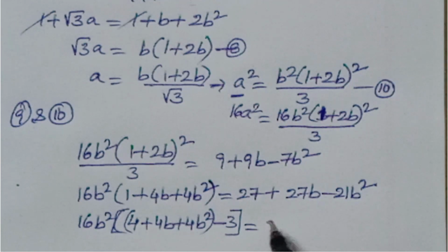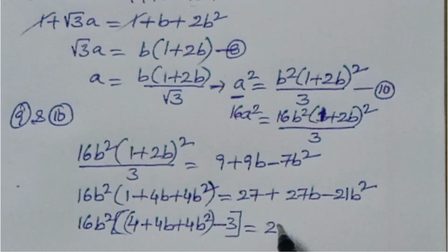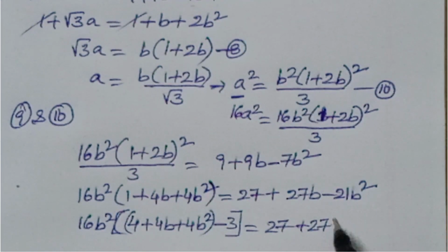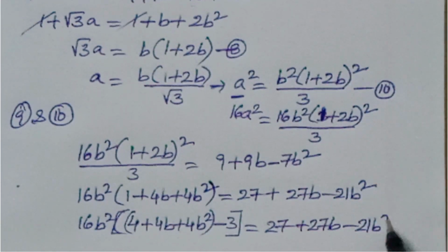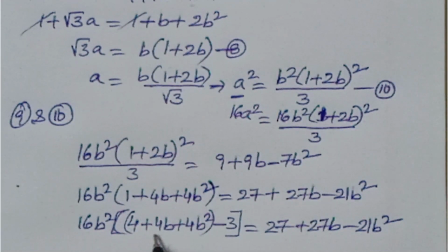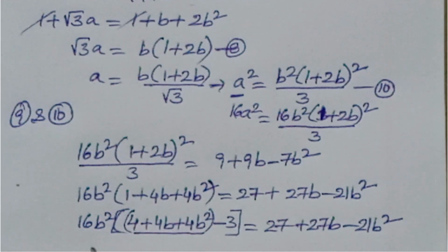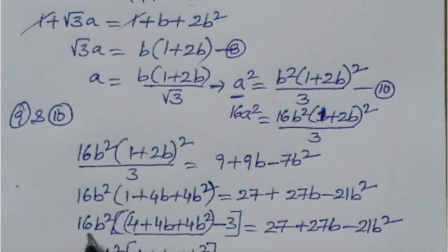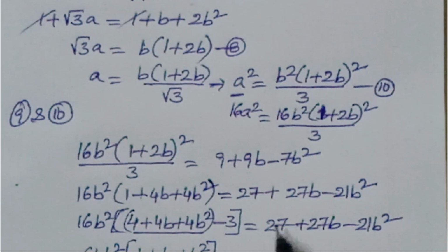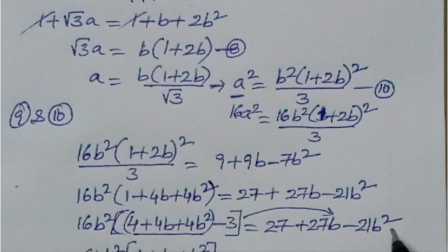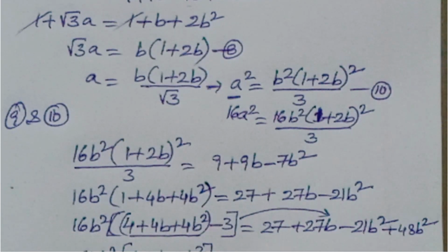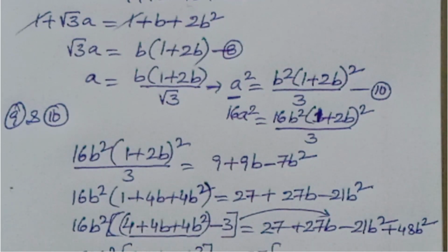Here you will get 27 common. 27 plus 27b minus 21b square. So here we can take 4 common: 64b square (1 plus b square). Here 16 times 3 is 48, that 48b square will take this side, plus 48b square. So here you can take 27 common.